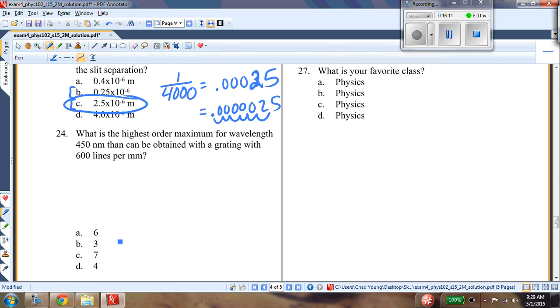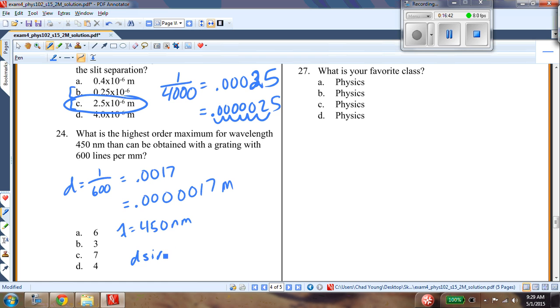What is the highest order maximum for a wavelength that can be obtained with this grating? All right, so first of all, d is 600, 1 over 600 is 0.0017. That's in millimeters, so it's going to be 0.0000017 meters. That's my slit width, and my wavelength is 450 nanometers.